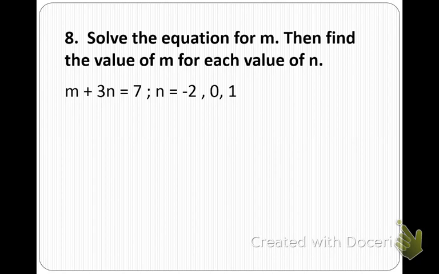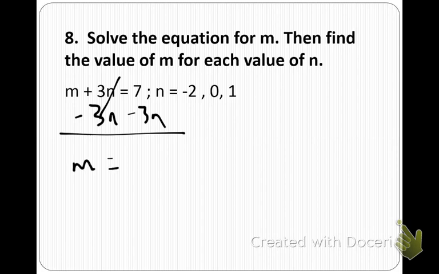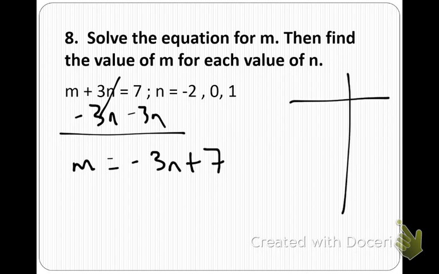So, after all of this, we look at m plus 3n equals 7, and we know that to get m by itself, to isolate the m, we simply have to subtract your 3n, right? So we're left with m equals, again, we cannot combine those guys. They are not like terms. Negative 3n plus 7. Okay. Now, it becomes pretty easy to find the value of m.